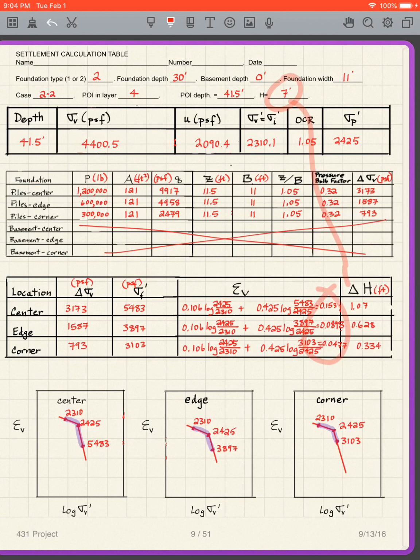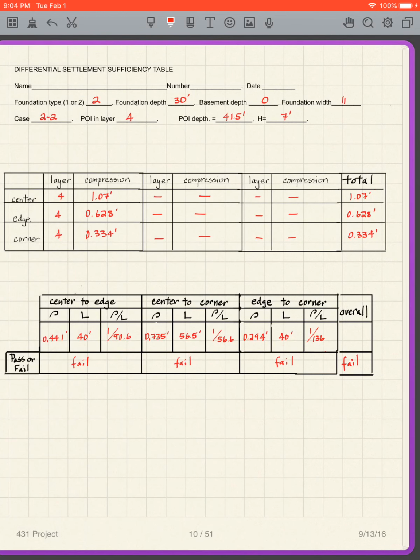Multiply it times those two, and that gives me my delta H. Then I do the same sort of thing. I look at this, so I have my delta H. This is the final number because I only have to consider one layer here. So these are my settlements beneath the center, edge, and corner. Then I do the same calculation, but now I don't have anything here, I don't have anything there, so I only have one layer.